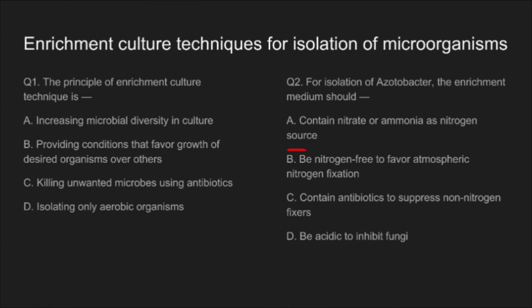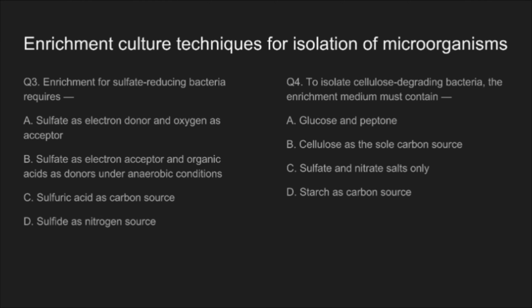Now question number 3. Enrichment for sulfate reducing bacteria requires A. Sulfate as electron donor and oxygen as acceptor. B. Sulfate as electron acceptor and organic acid as donor under anaerobic conditions. C. Sulfuric acid as carbon source. D. Sulfide as nitrogen source. So the correct answer for this question is option B. Sulfate as electron acceptor and organic acid as donor under anaerobic condition.